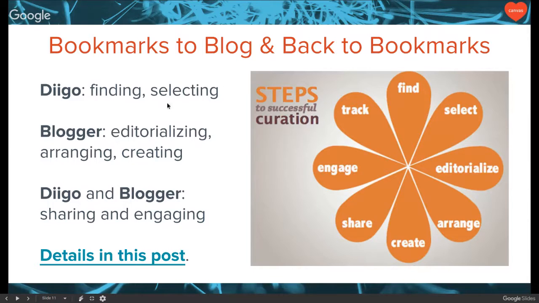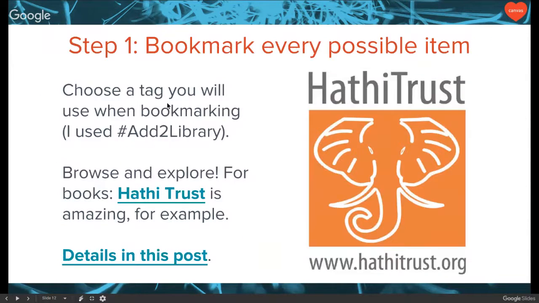I've written up all the details of that process in a post. So, like I said, there are 3 steps, and I'm going to go through them again one more time. Step 1, just bookmark every possible item. If you don't have a tool like Diigo that you use, and you have sometimes seen something online that you found, you knew you wanted to use again, but you couldn't find again later, Diigo is going to save you. Just bookmark everything. Don't decide whether you're going to use it or not. Just if there's a possibility, bookmark it. I used a little tag, Add2 Library, just a kind of note to myself that this is something for the library, or could be.